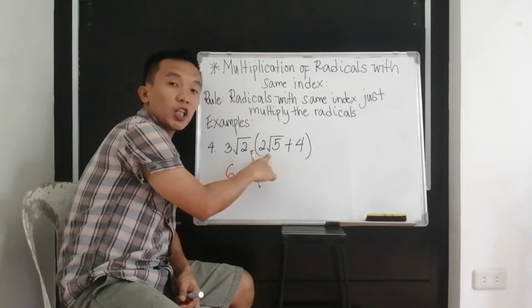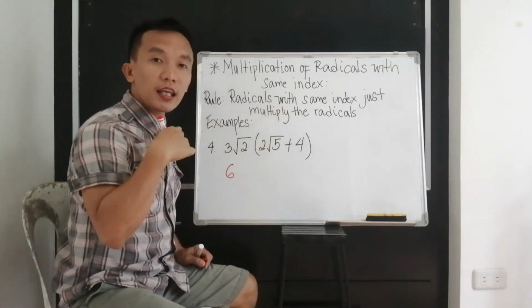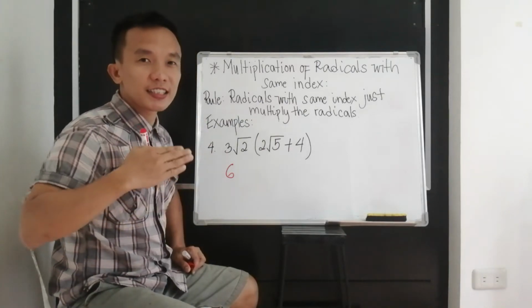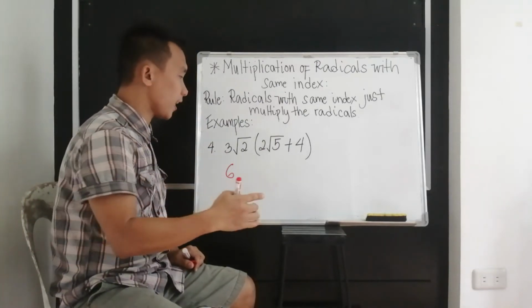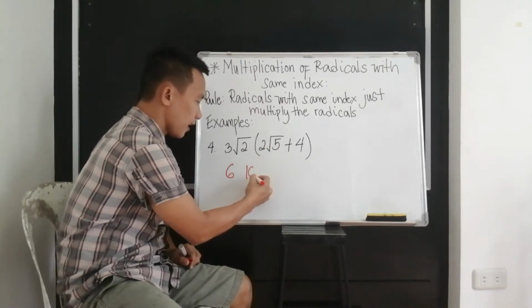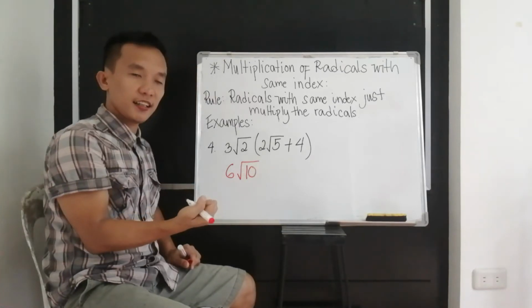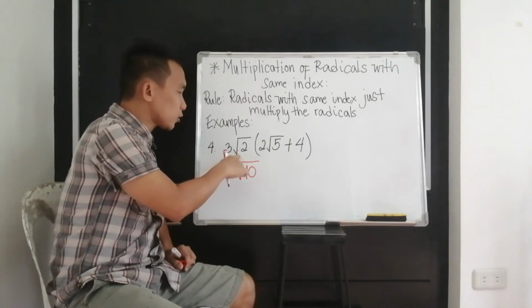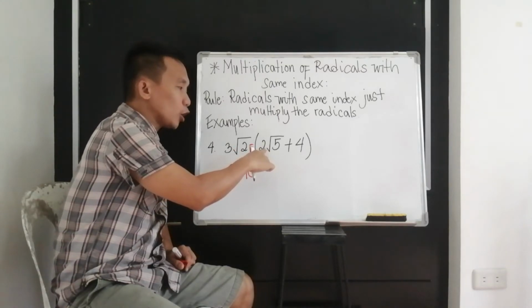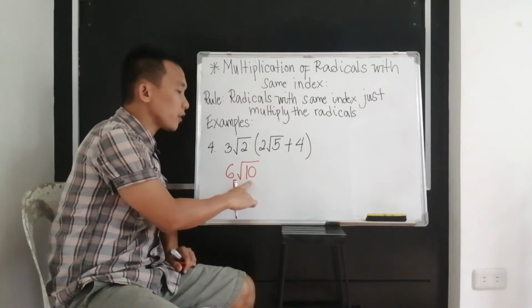Next, your square root of 2 will be multiplied by the square root of 5, because based on the rule, if they have the same index, just multiply the radicands. So 2 times 5, that is just 10. And we copy our radical. Therefore, 3 square root of 2 multiplied by 2 square root of 5 is just equal to 6 square root of 10.